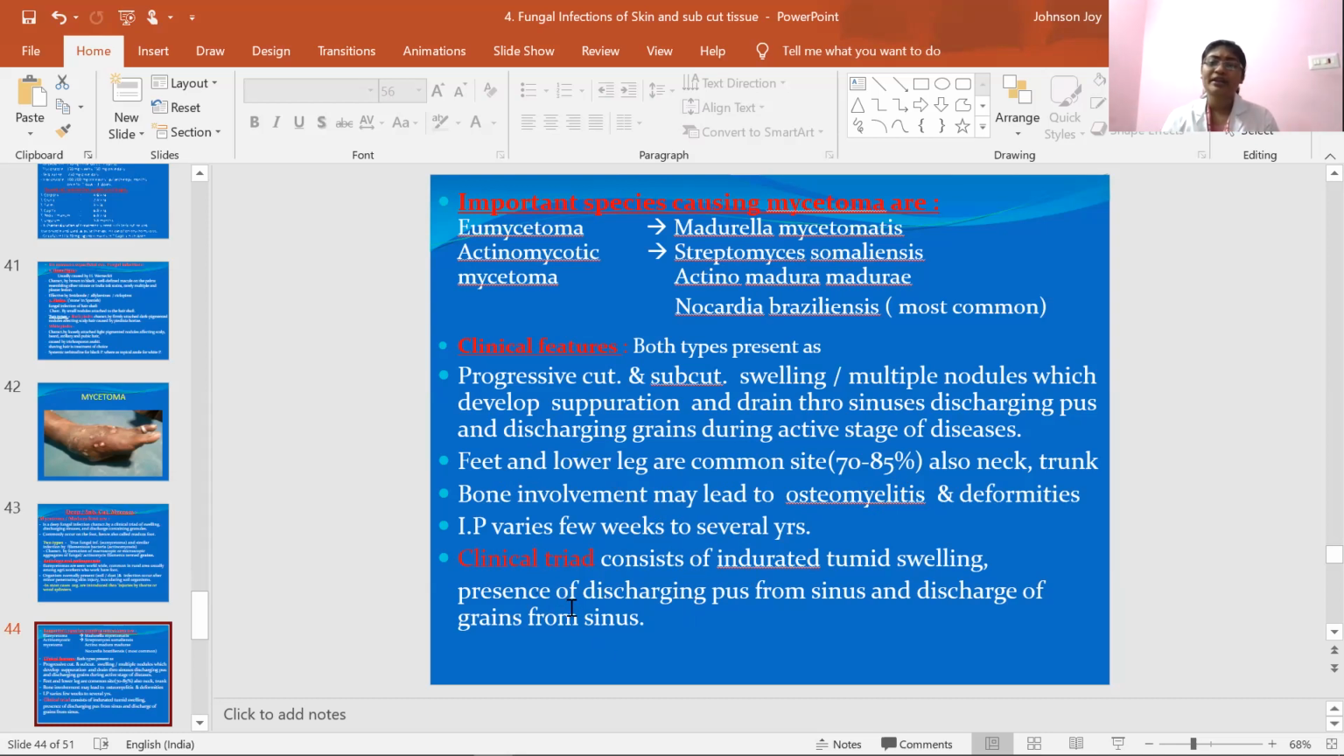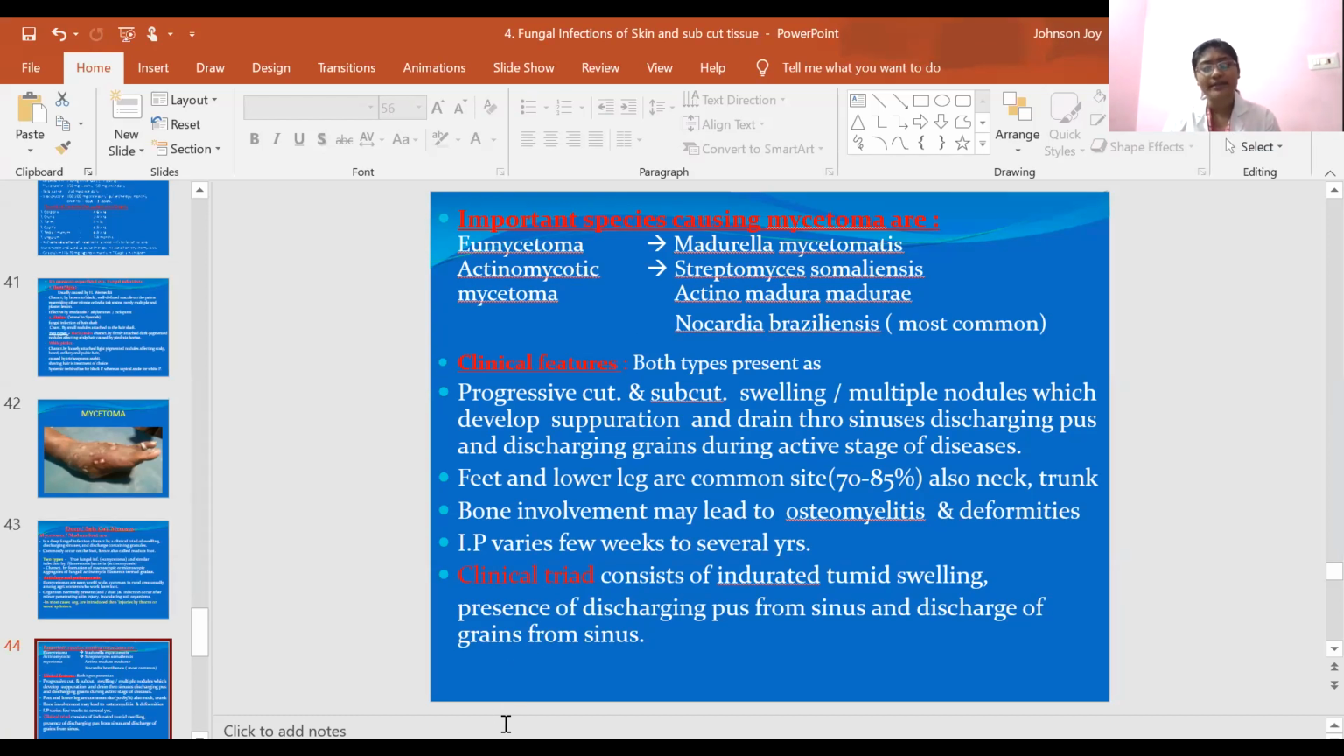The clinical triad consists of an indurated tumid swelling, discharging pus from the sinus, and discharge of grains from the sinus. So there can be an indurated, thickened swelling, with a discharging sinus, discharging pus from the sinus, and also discharging grains from the sinus. Grains are nothing but they contain fungal filaments and the contents of the fungus.